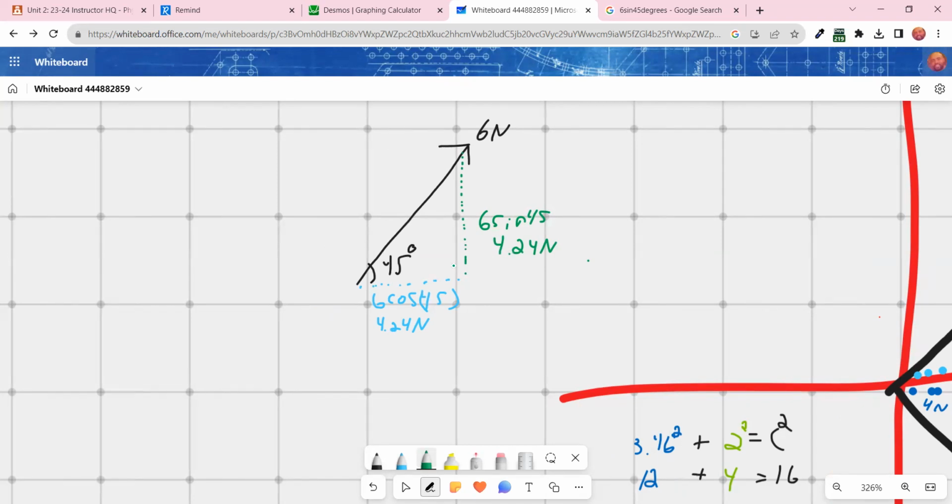So 45, if the x-axis is 0 degrees, the y-axis is 90 degrees. 45 is right in between. That means that they are equal x and equal y. Okay? And it's still true what we said.